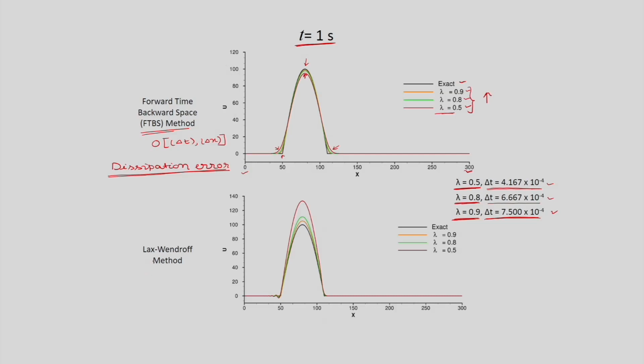Similarly, for the Lax-Wendroff method, the error is order of delta t square and delta x square. So the leading order terms are delta t square and delta x square, and it will give dispersion error. Some wiggles will be there in the solution, and you can see some oscillations. This is your dispersion error. Obviously, your exact value is this black color, and for different values of lambda you are getting deviations in the results.